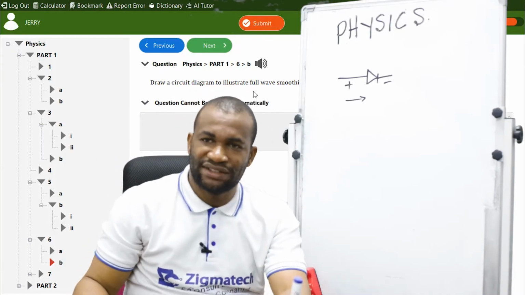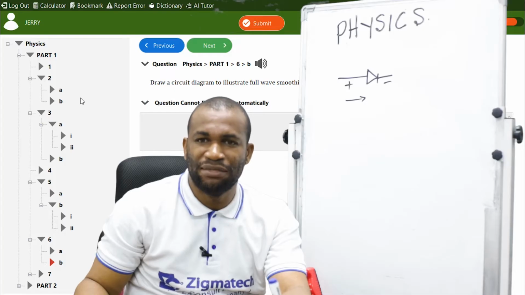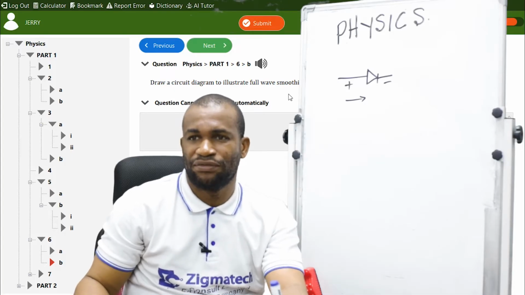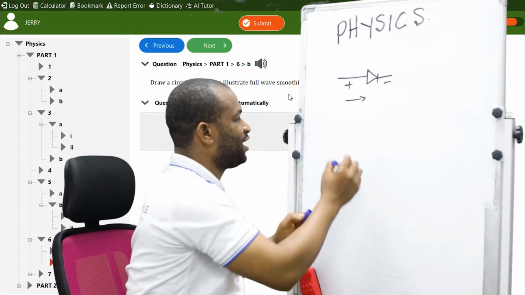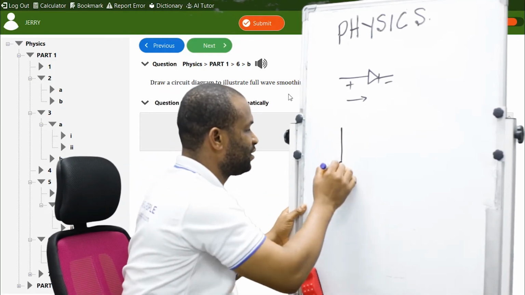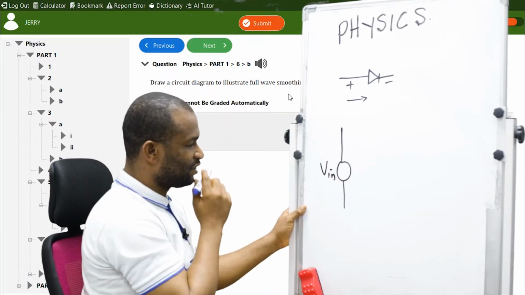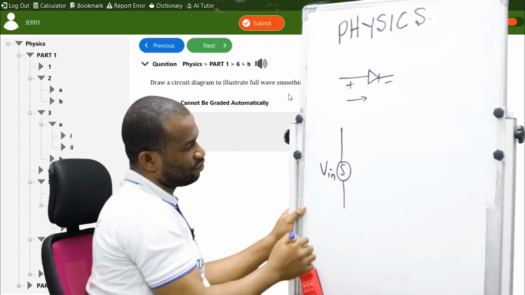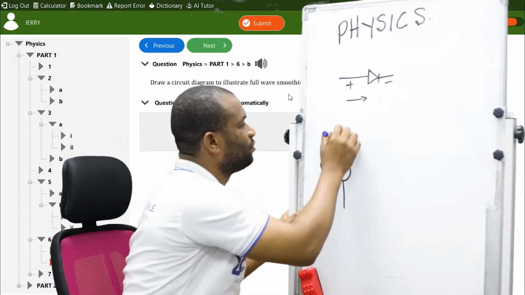What we use for smoothing is a capacitor. A capacitor is mainly used for smoothing of a circuit. So I'm going to take that diagram as this. This is going to be my V in, that is the current in, the source of energy, the input value.